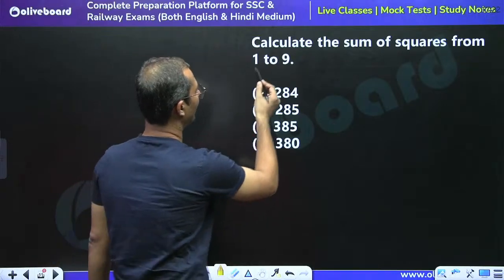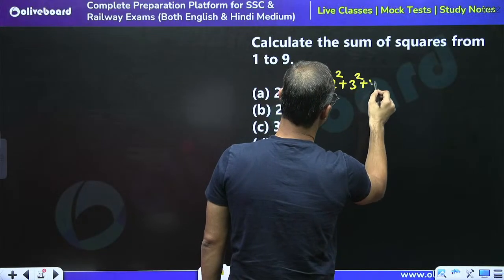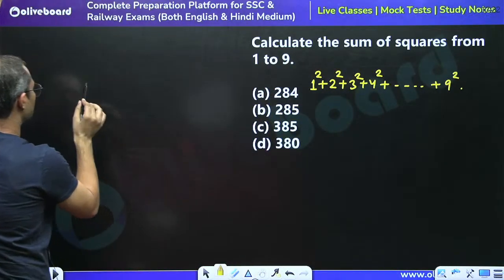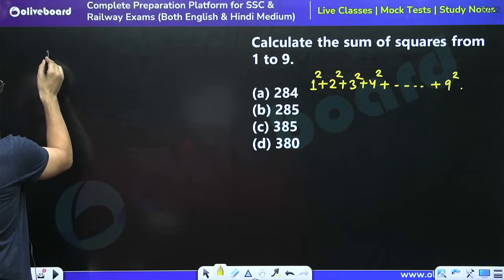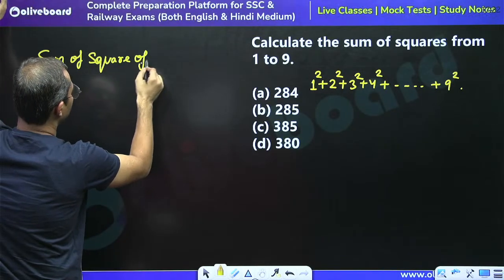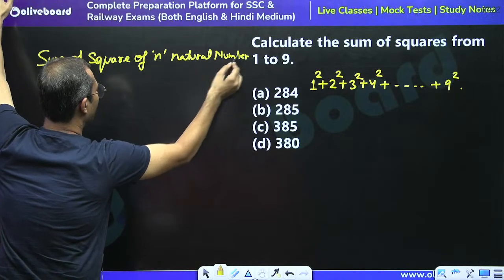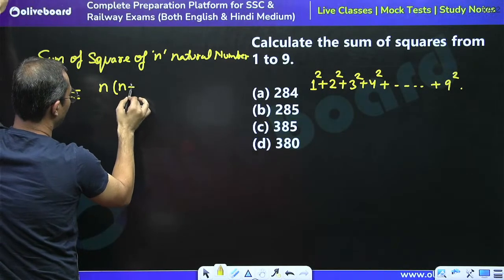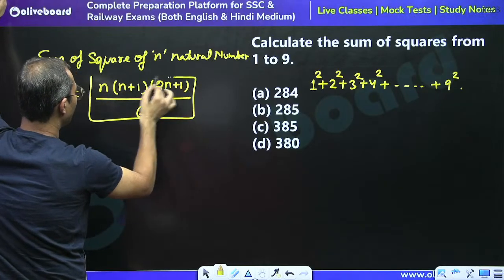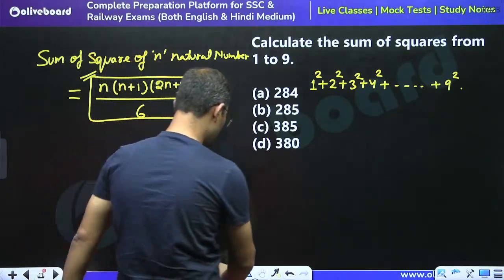The question is asking to calculate the sum of squares from 1. So we have to calculate 1 square plus 2 square plus 3 square plus 4 square plus and so on up to 9 square. We must know the formula for the sum of squares of n natural numbers. The formula is n(n plus 1)(2n plus 1) divided by 6. If we know this formula, we can solve this question; if we don't, we are not able to solve it.